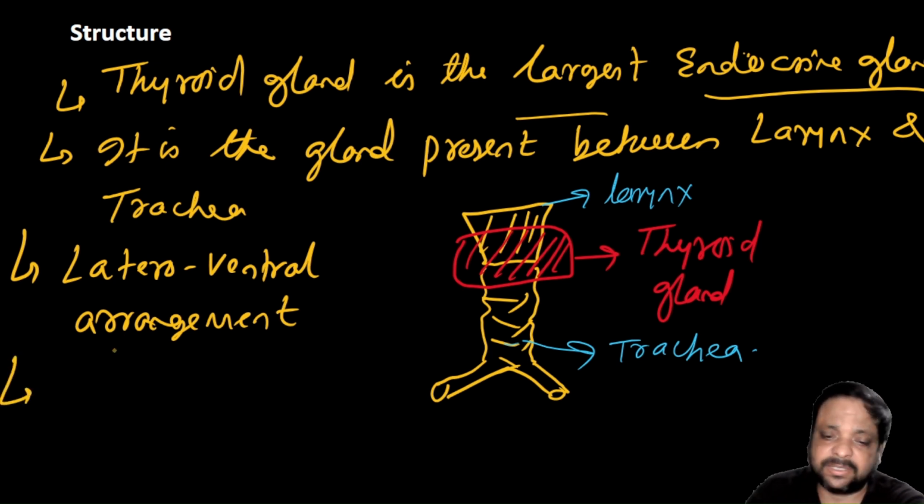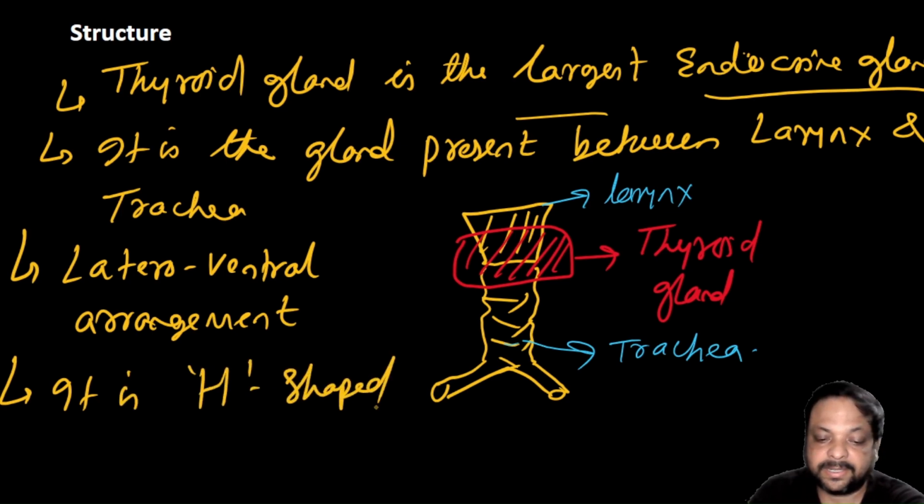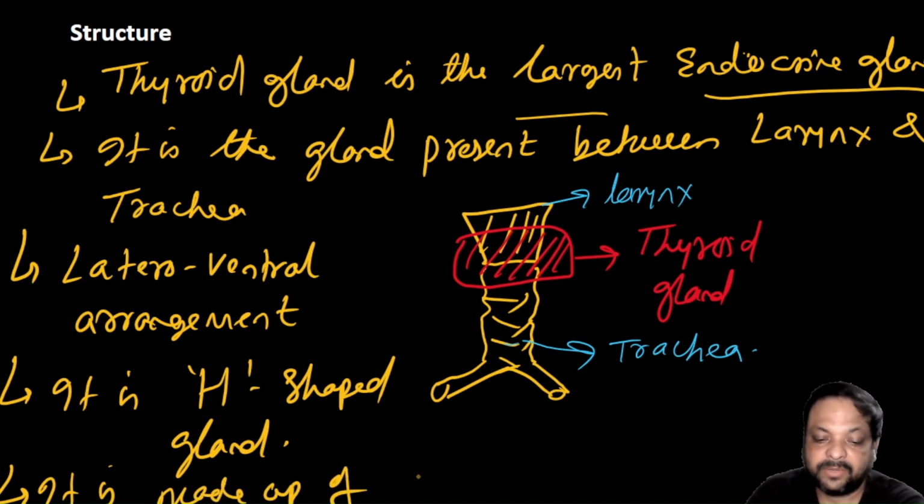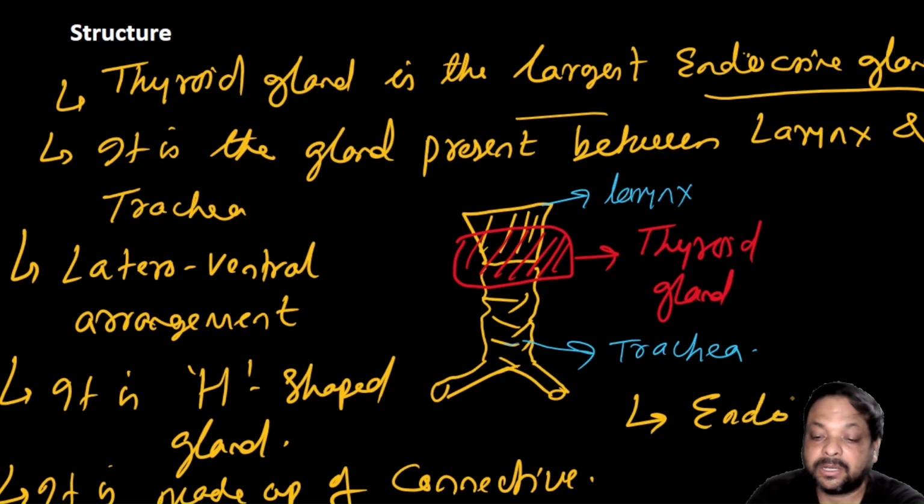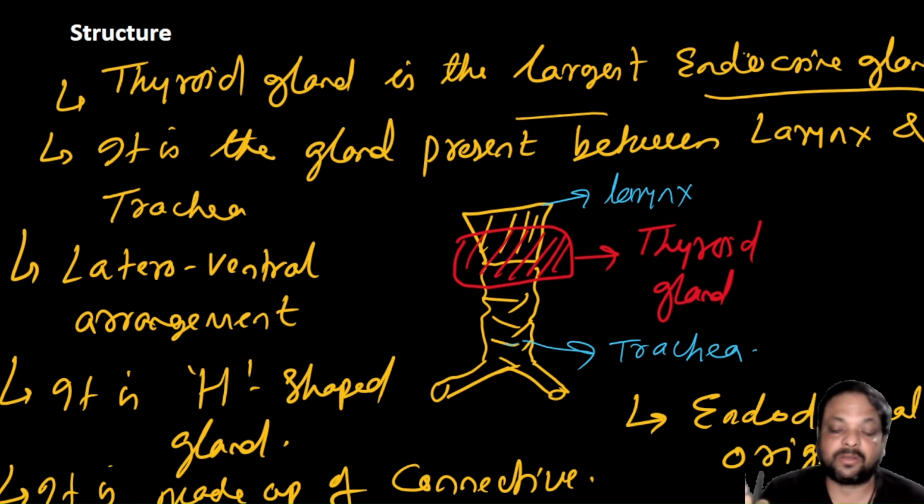And this gland is an H-shaped gland. It is made up of connective tissue, and also it is endodermal in origin. Got it? So normally this gland is endodermal in origin and it is present between the larynx and trachea on the lateroventral side. Got it? It is present on the lateroventral side and it is bilobed.